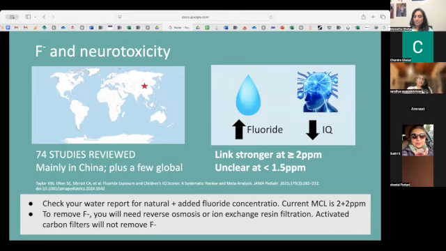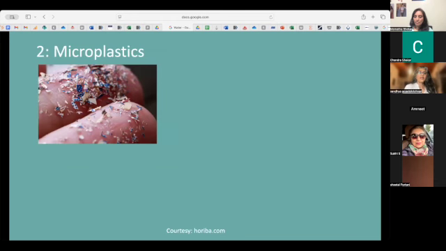Okay, now here's the trick. To remove fluoride, you need a very specific kind of filtration. We'll get into this more. There are three main filtration technologies that we'll get into. Most common are activated carbon filters, like your Brita pitchers, your countertop pitchers. Most of these filtration things are activated carbon. They do not remove fluorine or fluoride. All right, so that was fluoride.